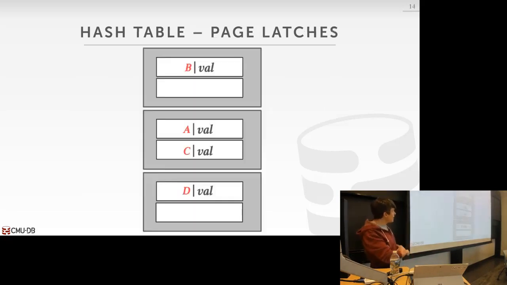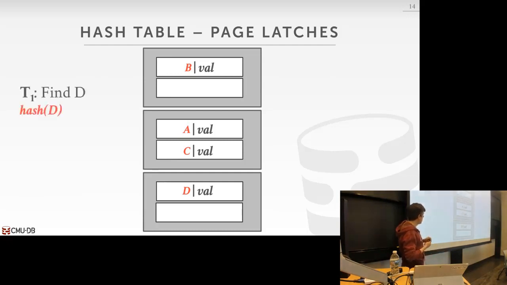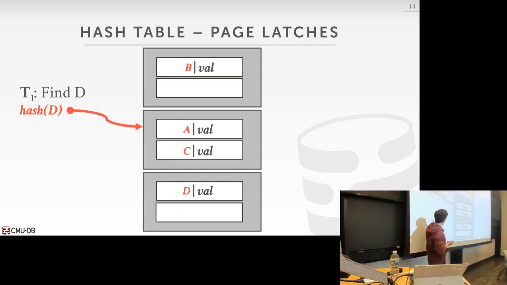The first one would be page latches. Say we have a simple three-page table that has two slots per page, and the first thread wants to find D, and say D hashes to this slot here. Before I can look inside of it to see whether the thing I want is there, I first have to get the read latch on it. And once I have that, now my cursor can start looking at it.